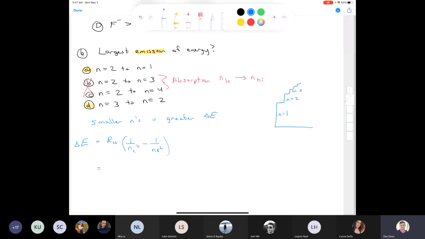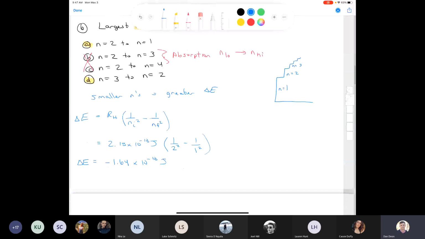Let's just do it for A. When you do that, you get 2.18 times 10 to the negative 18 joules multiplied by 1 over 2 squared, subtract 1 over 1 squared. So that's 0.25, subtract 1, which gives you negative 0.75. And you get a delta E that's a negative value because it's emission. You end up with negative 1.64 times 10 to the negative 18 joules. So that's for A.